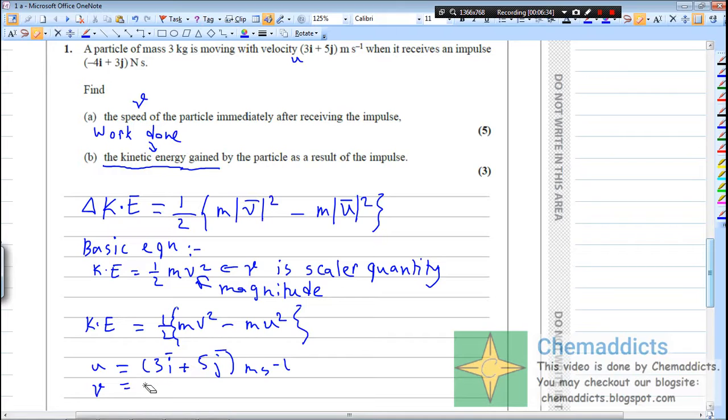5 by 3 i plus 6j. Sorry for my handwriting.